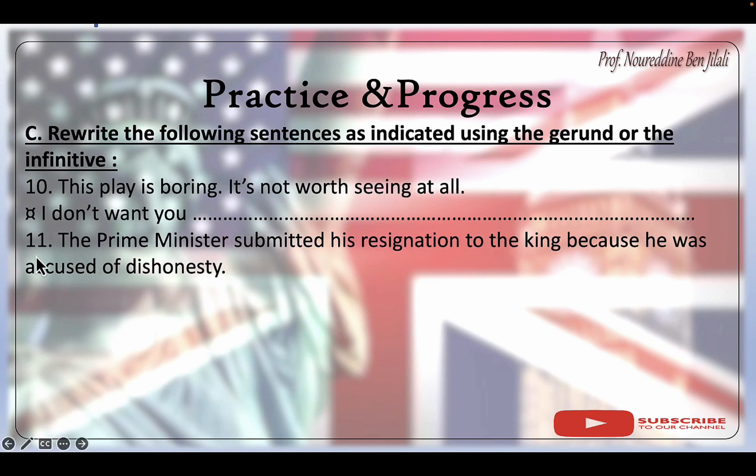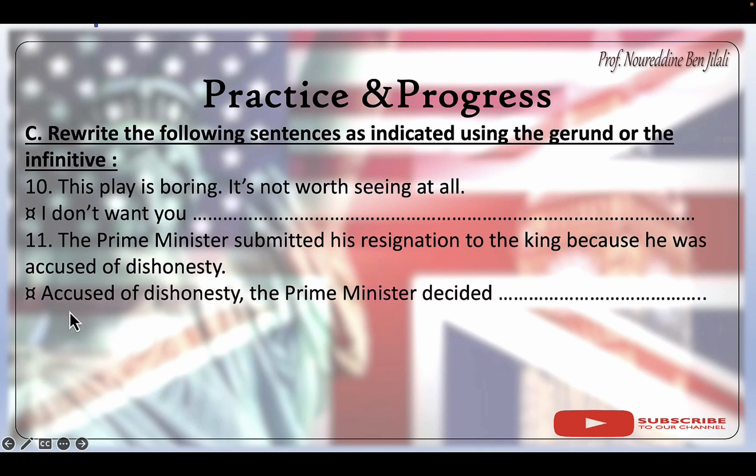Number 11. The Prime Minister submitted his resignation to the king because he was accused of dishonesty. We need to rewrite this sentence starting with "accused of dishonesty, the Prime Minister decided." And decided is a verb which is followed by an infinitive with to, which is the verb to decide. So the verb that we need here is submitted. So we can say, accused of dishonesty, the Prime Minister decided to submit his resignation to the king.